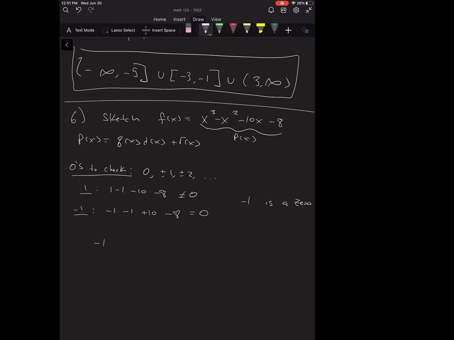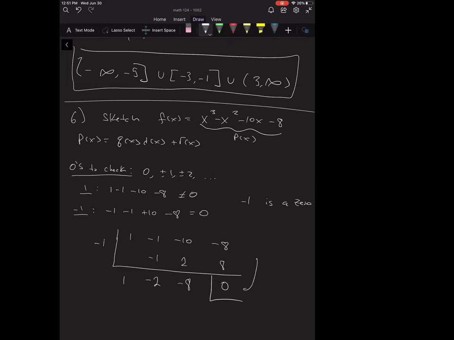So we take minus 1, we're going to do synthetic division. So we have 1, minus 1, minus 10, minus 8. And now we do the synthetic division steps. So pull down the 1, we get 1. Minus 1 times 1 is minus 1, add those, we get minus 2. Minus 1 times minus 2 is 2, add those, we get minus 8. Minus 1 times minus 8 is 8. Add these, we get 0.